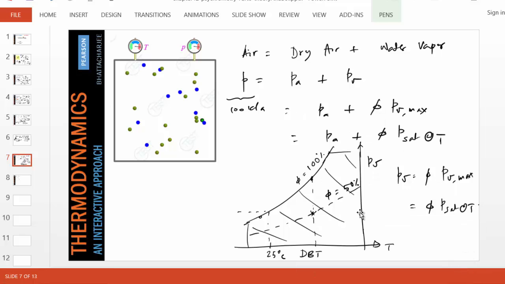So what is the phi equals 0% line? Of course, when phi equals 0%, there is PV equals 0. So this line, this will be our phi equals 0% line.